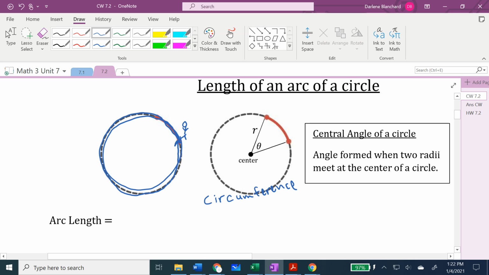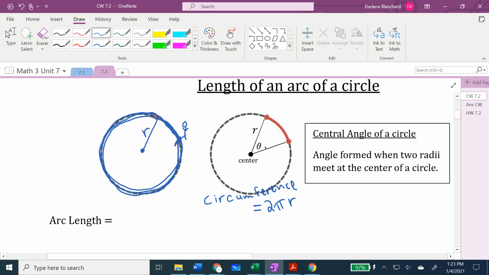How do you find the circumference of a circle if you know the radius of the circle? Two pi r. Now, if 2 pi r is how much it takes to walk all the way around a circle, you can look at this arc length as being a percentage of the circle that you have walked on.